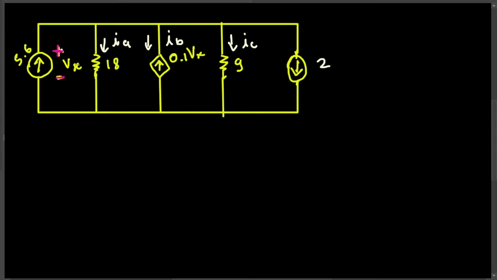So the voltage across the resistor is going to be exactly the same as Vx, because whenever we have a parallel circuit, the voltage across the parallel circuit is going to be equal everywhere. So the voltage across this resistor is going to be Vx as well. That's one thing we have to note down. I'm going to note it down right here: parallel, same voltage.